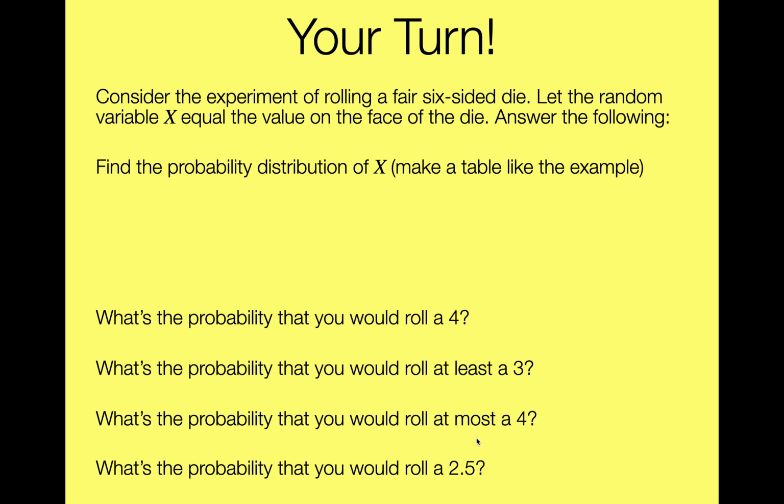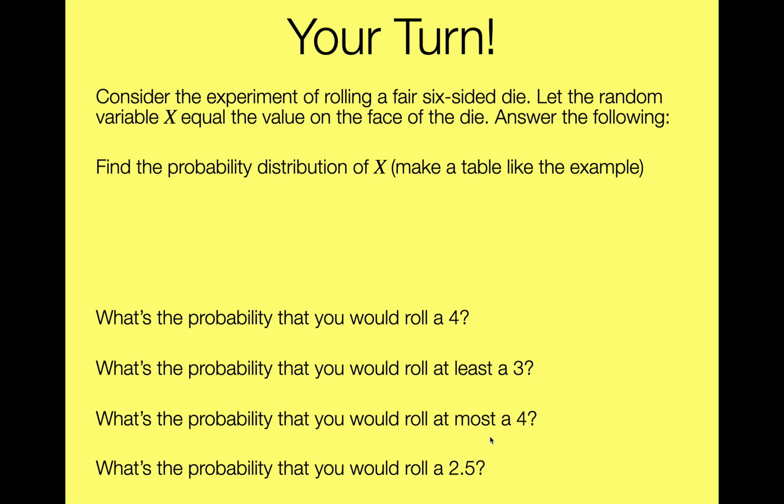So that's a PMF. Now we get to the your turn that I was talking about in the previous video. Consider the experiment rolling a fair 6-sided die, and let the random variable x equal the value on the face of that die. And answer the following. So first, I want you to make the probability distribution of x. So write it out in a table like I have done in the last few slides. And then answer the following questions. What's the probability that you roll a 4, at least a 3, at most a 4, and 2.5? Try to answer those on your own, and then after you're done, continue on with the video.